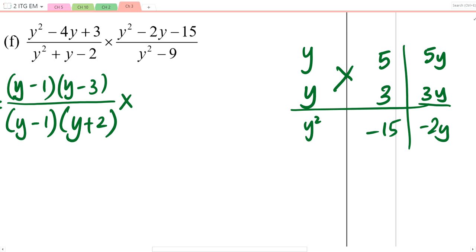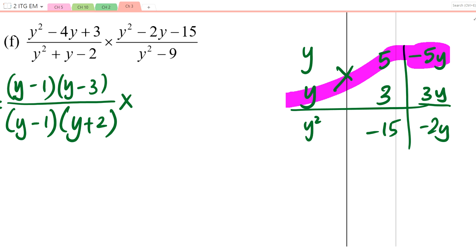If there's a negative sign at, where? 5y or 3y? 5y. Because if I have a negative 5y plus 3, I will be able to get negative 2y. But I can't make this negative 5 without affecting 5. So what should I do to the number 5?